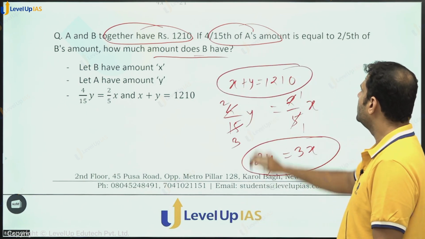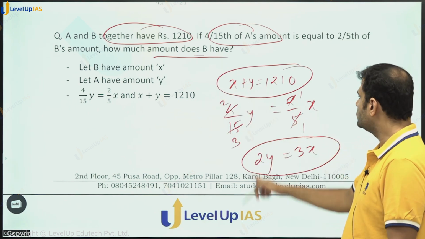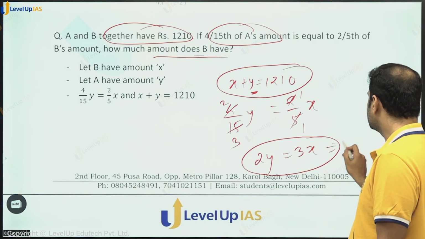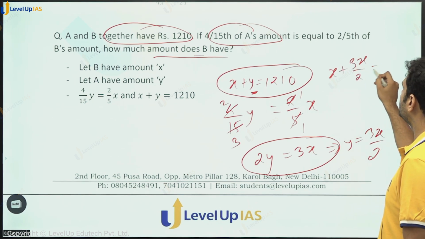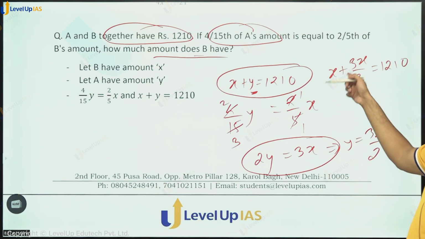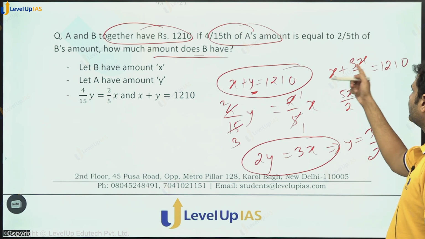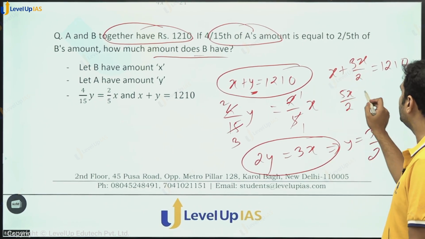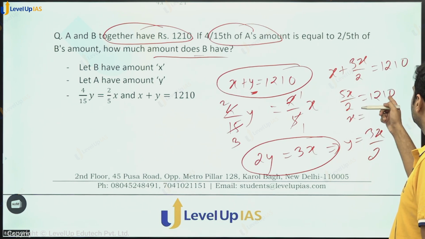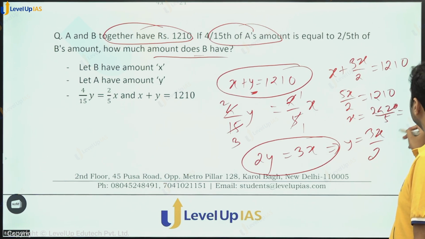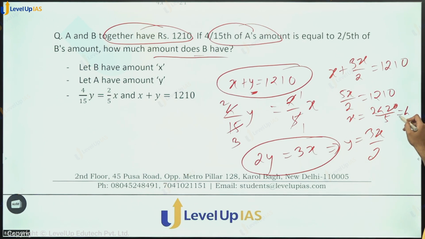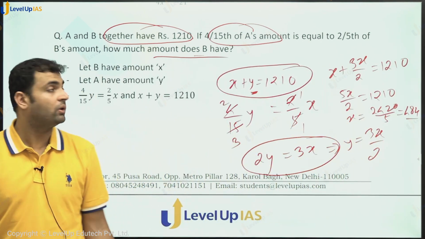और हमारे पास क्या है? ये है. We want value of y. We want value of x. So just let us put value of y from here, which is y is equal to 3x divided by 2. वो यहां पे डालेंगे तो मिलेगा x plus 3x by 2 is equal to 1210. x plus 3x by 2 क्या होगा? 5x by 2. 1 plus 3 by 2 मतलब 1.5 plus 1 2.5 is 5 by 2 is equal to 1210. x is equal to 1210 into 2, so 2420 divided by 5 is equal to, just simplify करो, क्या आएगा? 484. So that is the amount x or this B has.